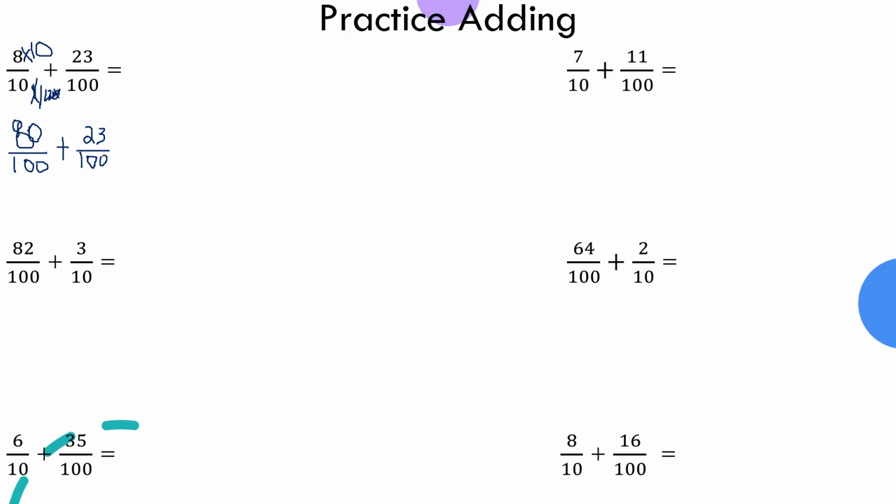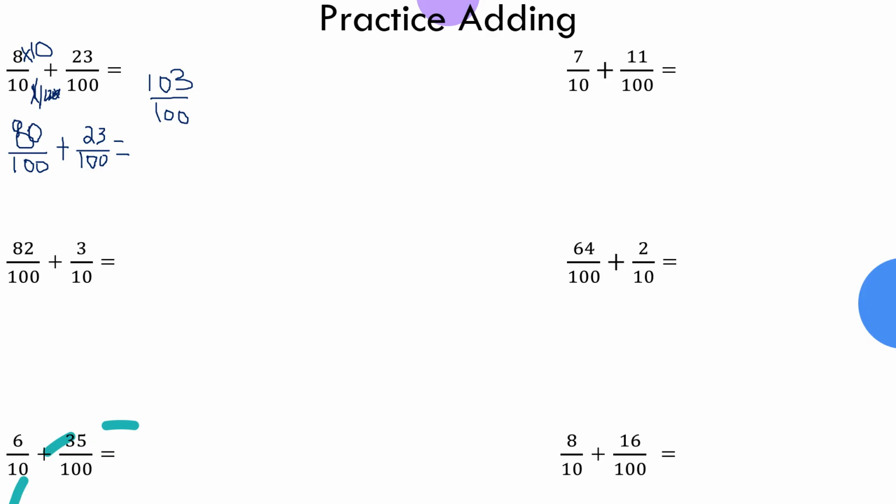All right, so now I'm ready to add 80 plus 23. Remember, we do not add the bottom numbers. All they do is stay the same. So 80 plus 23, 0 plus 3 is 3, and 8 plus 2 is 10. So 103 over 100. And yes, I notice I have an improper fraction or a fraction greater than 1.